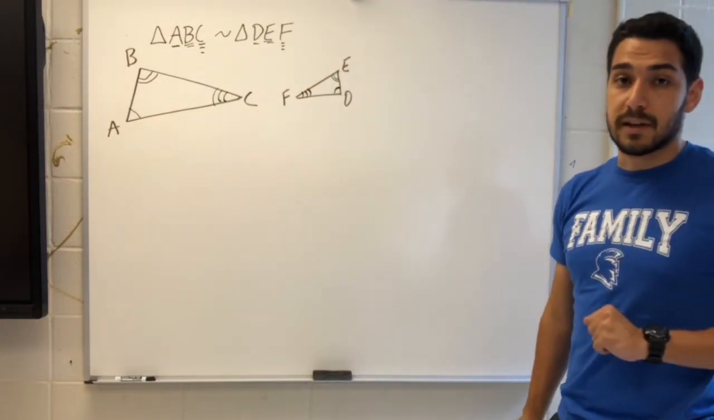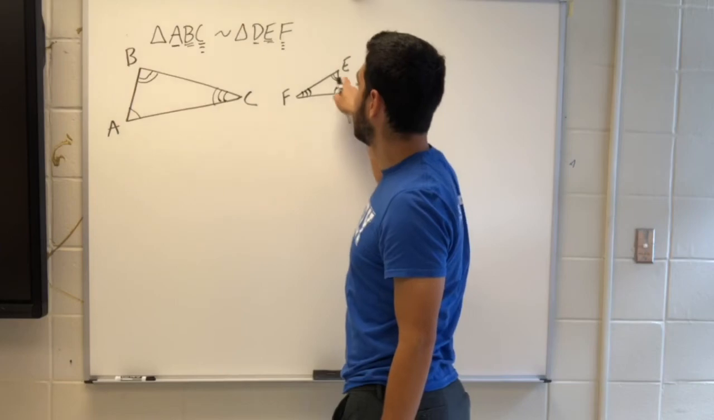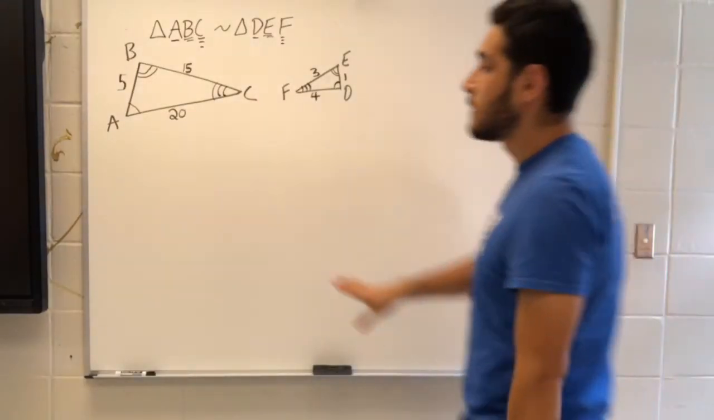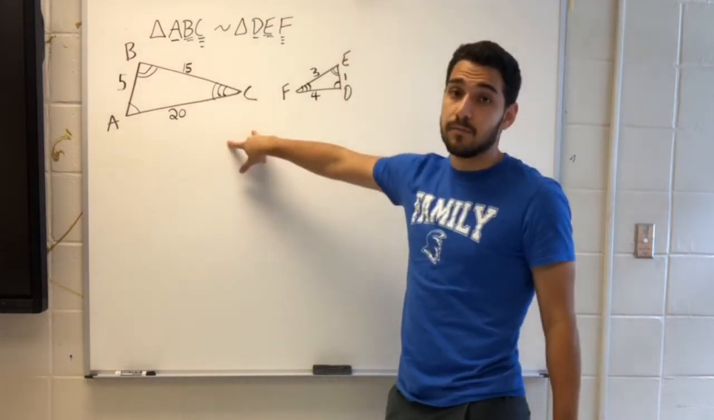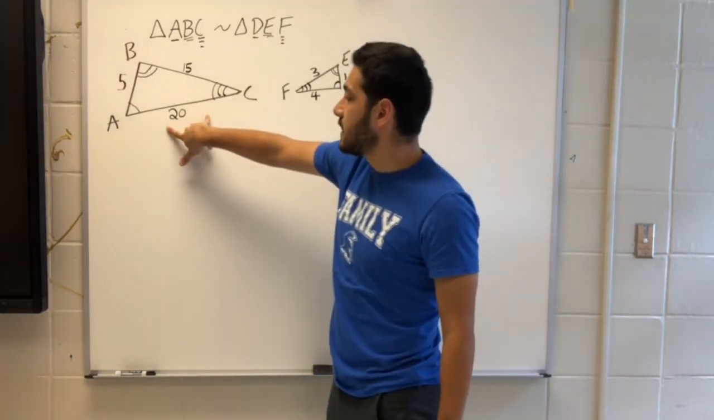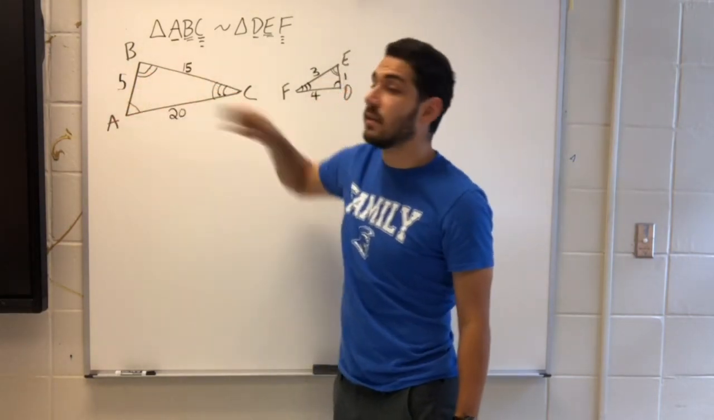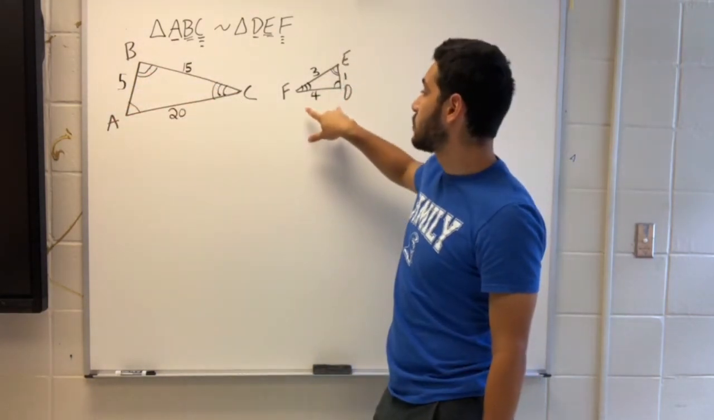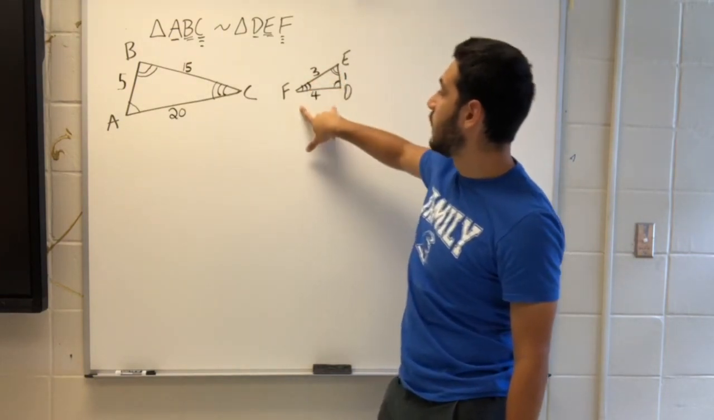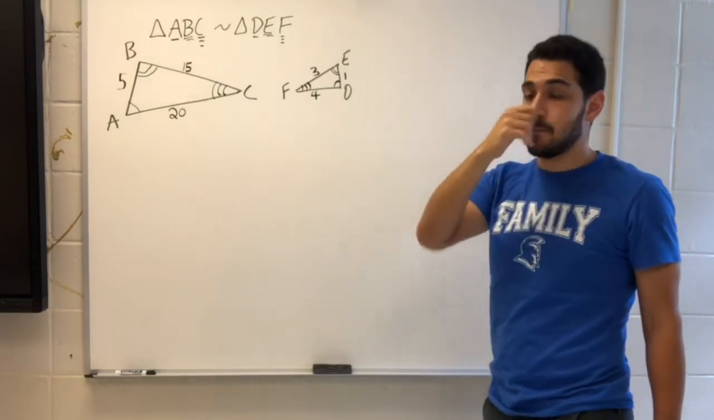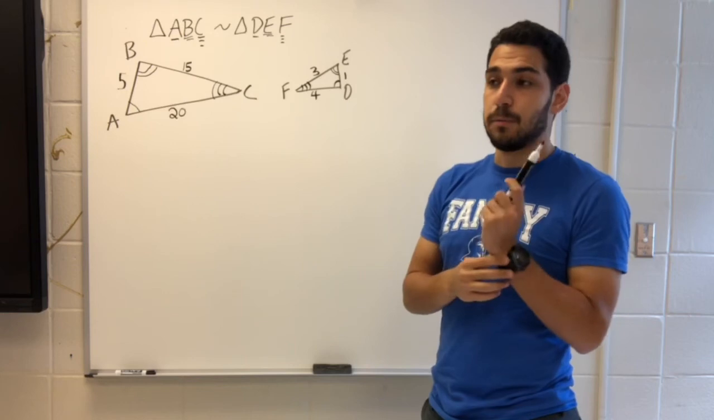The other thing that we talked about with similar figures is that their side lengths are proportional. Now I have some lengths for each of the three sides of each triangle. So if you look here, I have the side AC with the length of 20, AB with the length of 5, and BC with the length of 15. And then in this triangle I have DE with a length of 1, EF with a length of 3, and DF with a length of 4. So we talked about the side lengths are proportional.